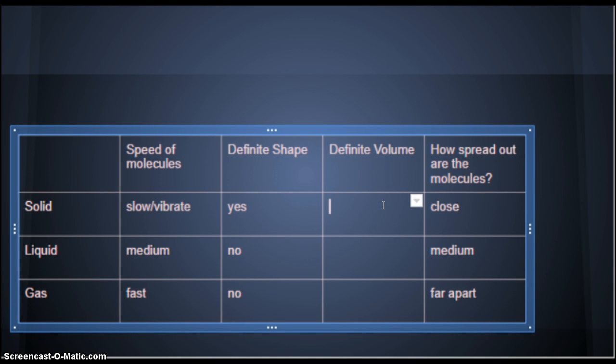What about definite volume? Does your computer take up the same amount of space every day? Yep. Liquids? Yes. If I have 8 ounces of water in a cup and I spill it, well, now there's 8 ounces of water on my floor. So the amount stays the same even though it spreads out. And gases' definite volume? No, it's a party. If you light a candle in the kitchen, pretty soon you can smell it in the living room because those gas molecules are going everywhere.